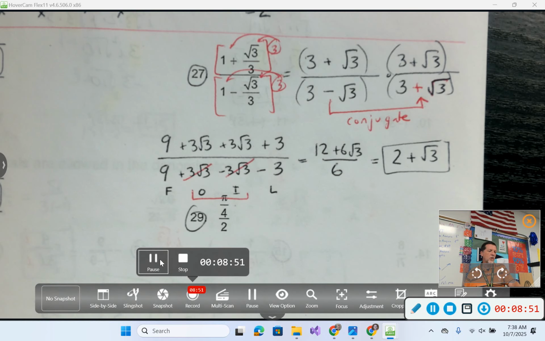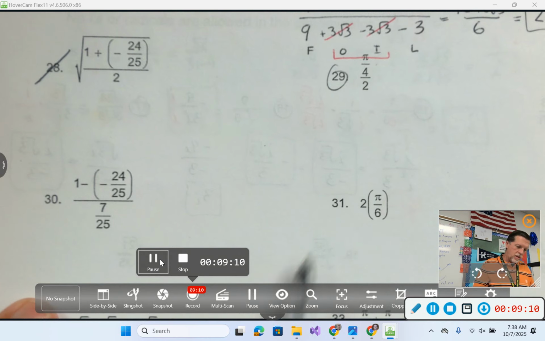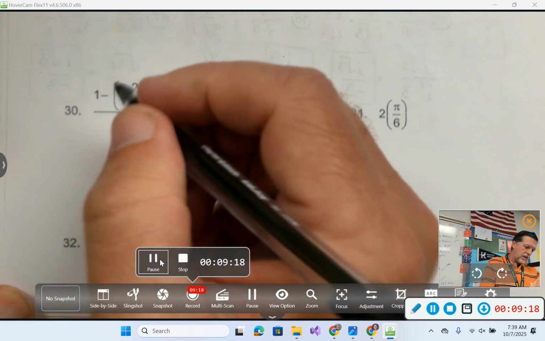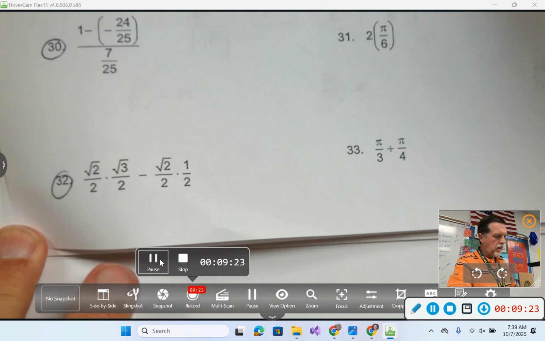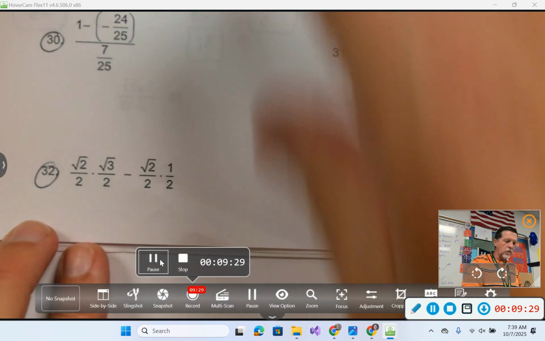Yes, let's just throw out 26 and 28. Let's see. 29 is just keep, change, flip. Pi over 4 divided by 2. 31 is, do you know how to multiply fractions? Why don't you try, and we'll move on after this, try 30 and 32. We've done one kind of like those already. So, again, throw out 26 and 28, and then try 30 and 32. Then we'll move on.